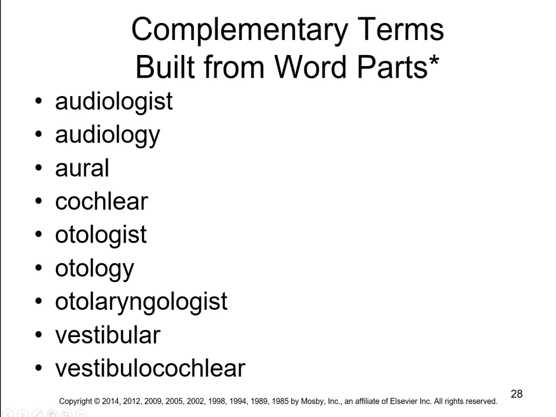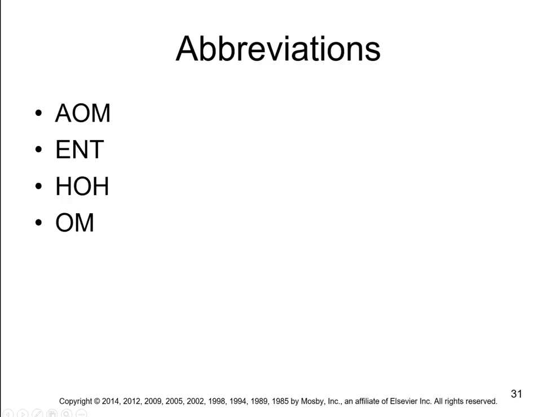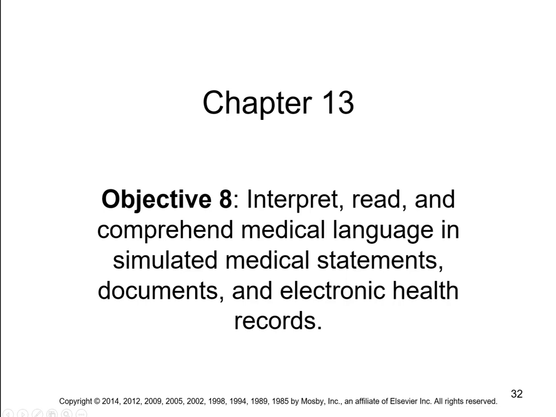There are a lot of other complementary terms. Obviously, an audiologist is somebody who is studying and specializing in hearing. Audiology is the study of hearing. Aural is pertaining to the ear. Notice how it's not spelled with an O, but with an AU, but oral is obviously pertaining to the mouth. Aural is pertaining to the ear. Cochlear, otologist, otology, otolaryngologist, vestibular, and vestibulocochlear. So make sure you're going through this PowerPoint as you're going through the chapter, that you're going through your abbreviations.